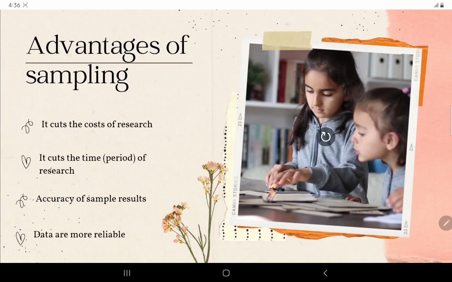What are the advantages of sampling? Or why do we need to do sampling? Because it cuts the cost and the time of the research, to get an accurate sample result, and our data will be more reliable.